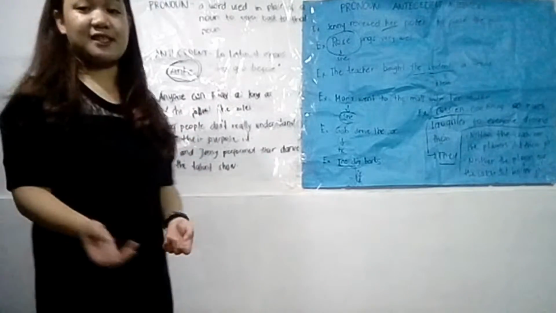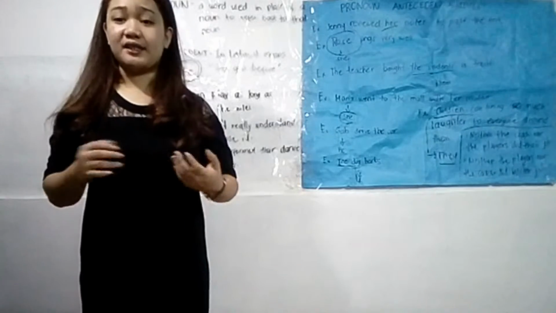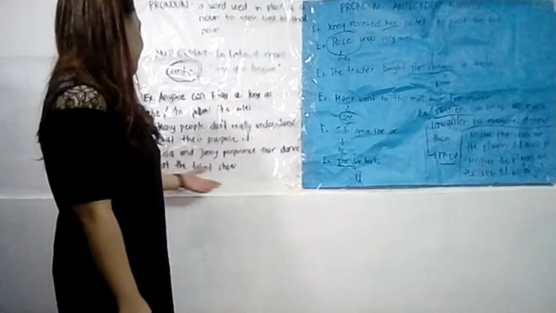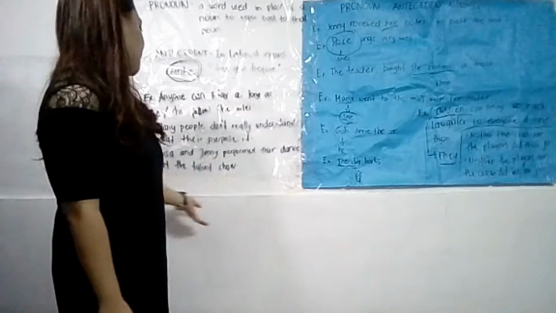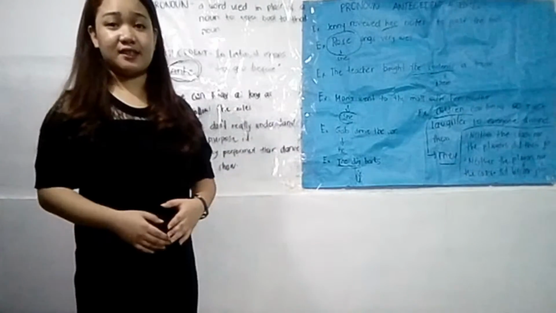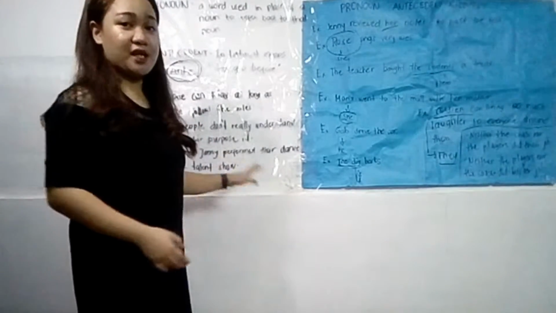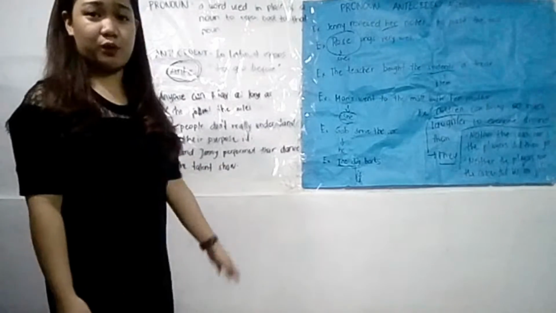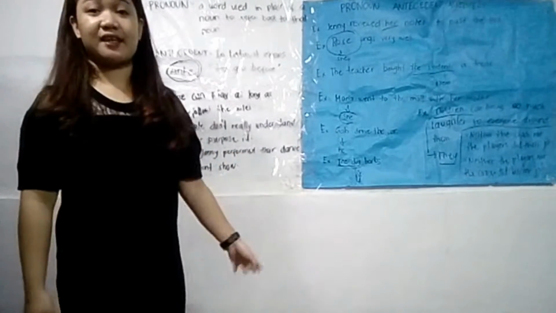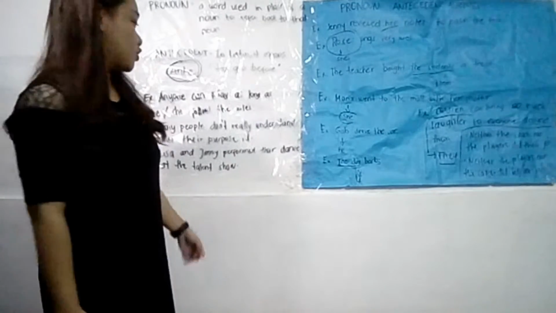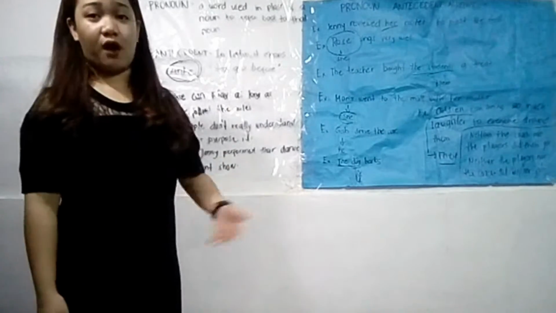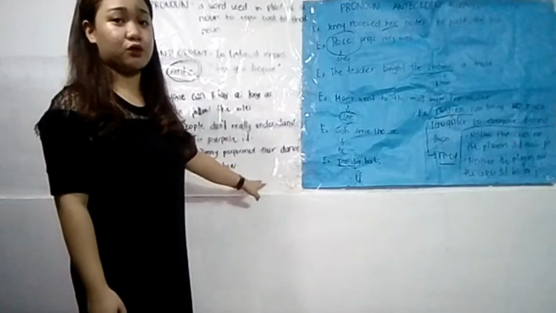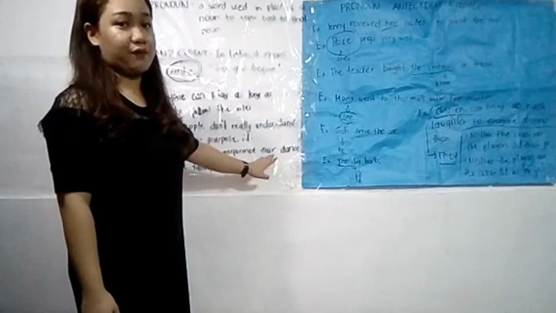Next is compound subject or antecedent linked by and. In our example, we have: Lisa and Jenny performed their dance at the talent show. We all know that Lisa and Jenny are each singular. However, they are connected with the conjunction and, so Lisa and Jenny becomes plural. The appropriate pronoun to use is the pronoun their.